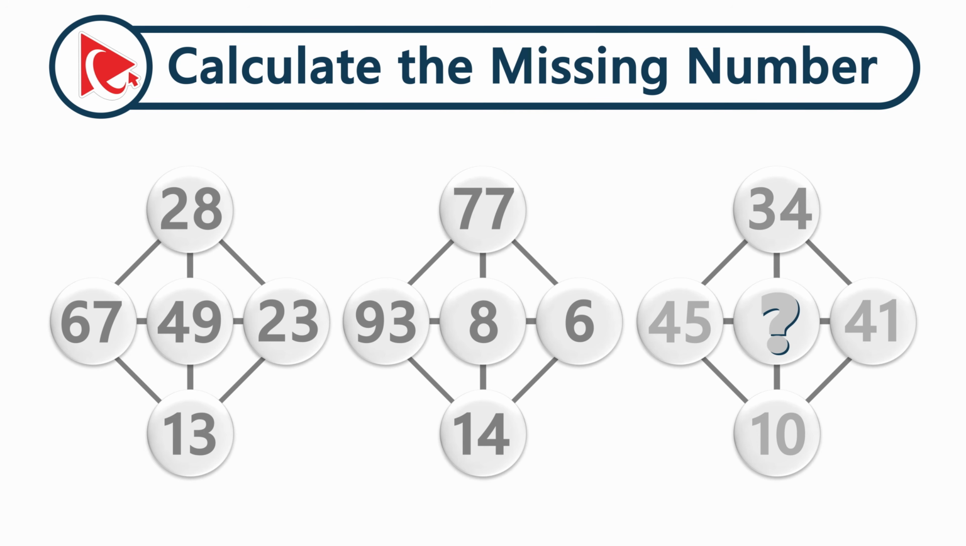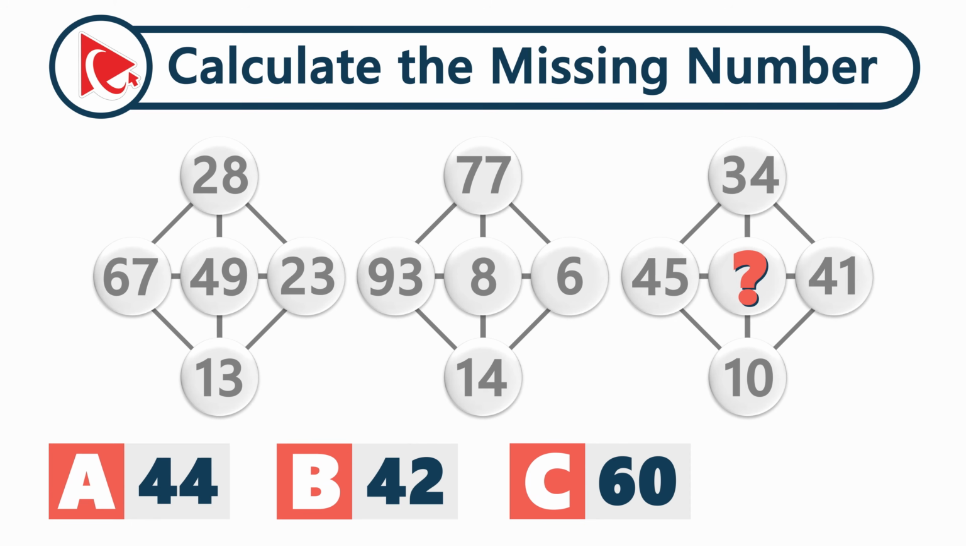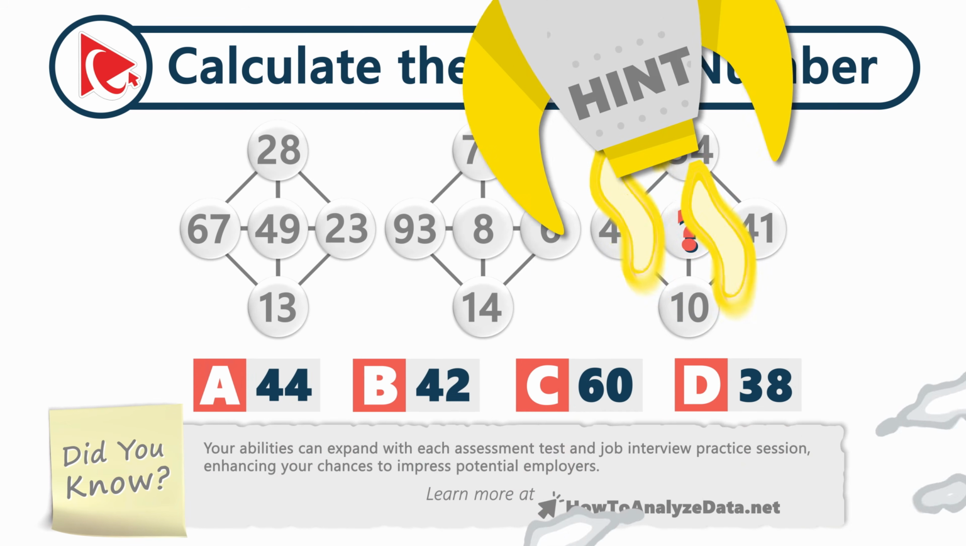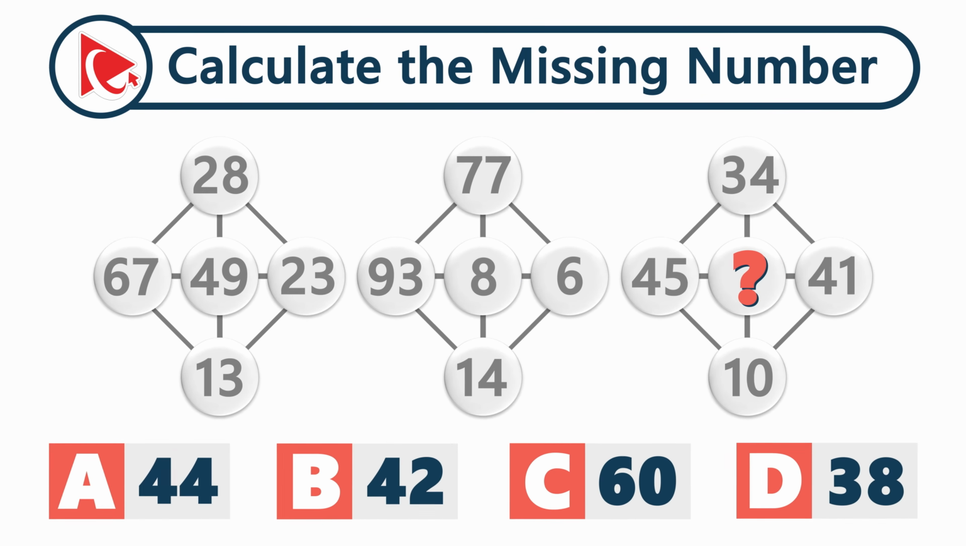It has numbers 34, 41, 10, 45, and then comes the missing number, which you can actually calculate, and once calculated, you can select it out of 4 possible choices. Choice A, 44, choice B, 42, choice C, 60, and last but not least, choice D, 38. Here's a hint to boost your confidence and help you achieve mastery. Take a close look at the numbers in the first diamond, our rough diamond.